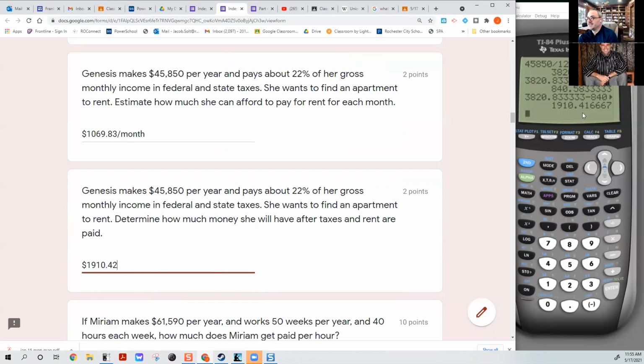$1,910.42. That's how much she'll have left over to spend on things like a phone and an internet bill and Netflix and clothes and going out to eat and a car and all those kinds of things. She's got her rent taken care of. She's got her taxes taken care of. Everything else has got to come out of this figure right here.